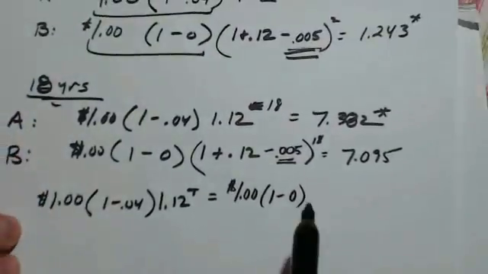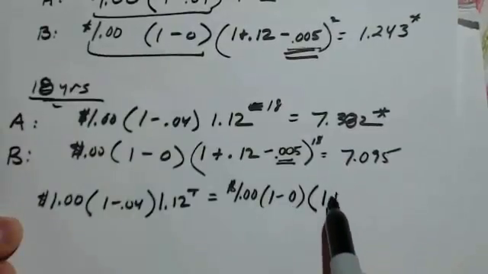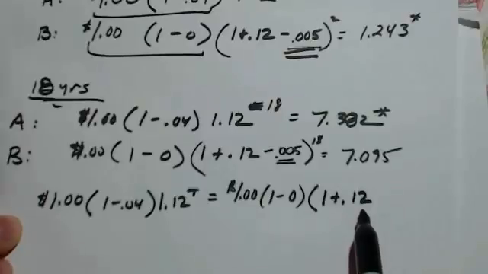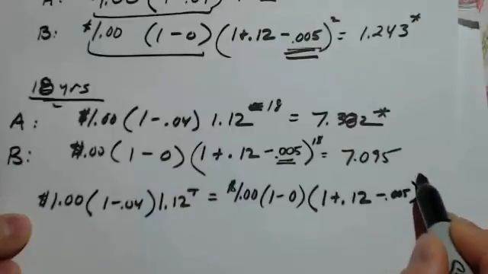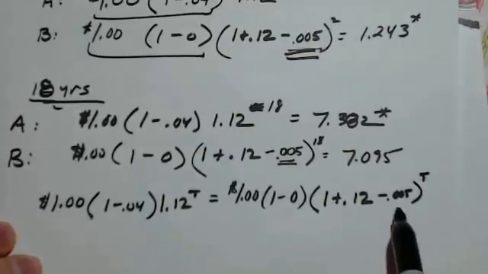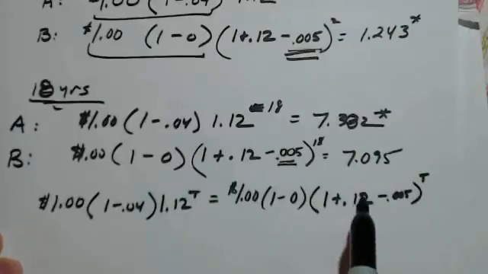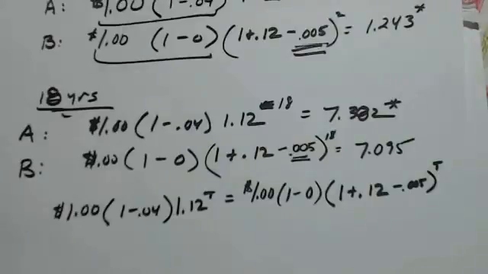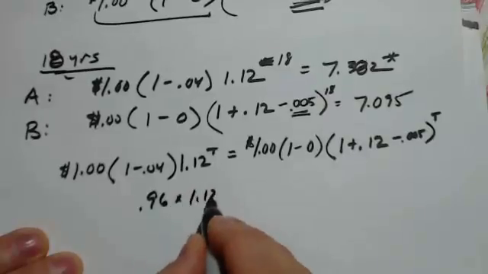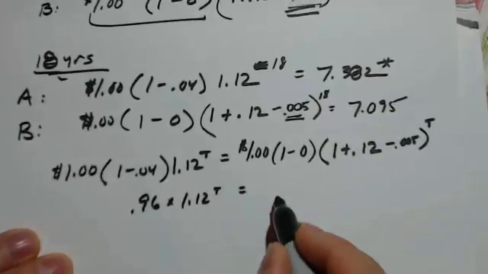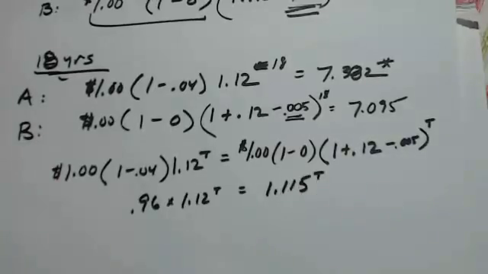Okay? Which is $1 times 1 minus 0, because there's no load, times 1 plus the 12% for the portfolio return minus the operating expenses, minus 0.5% for the front end load, or for the 12B1 fees to the T power. Okay, so now this simplifies down to 0.96 times 1.12 to the T power equals 1.115 to the T power. Okay, and you're left with that exponent.